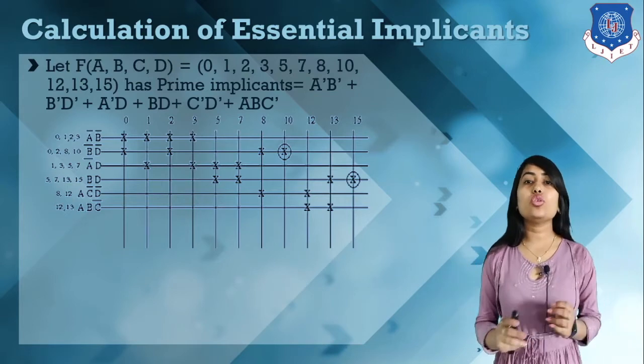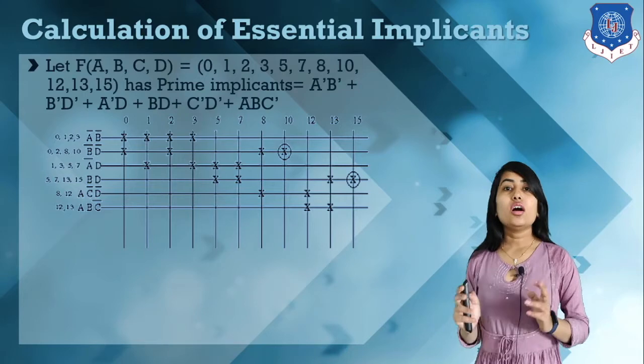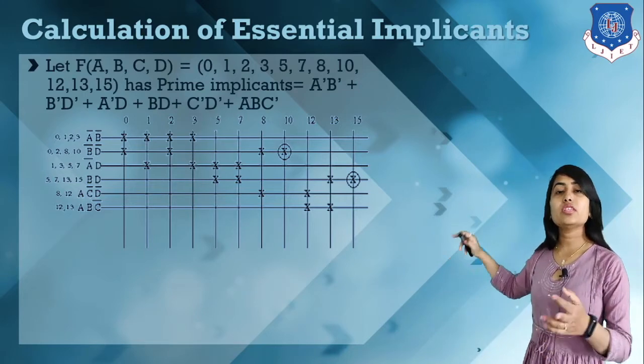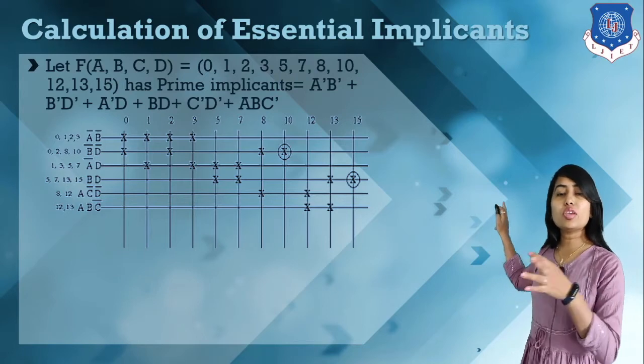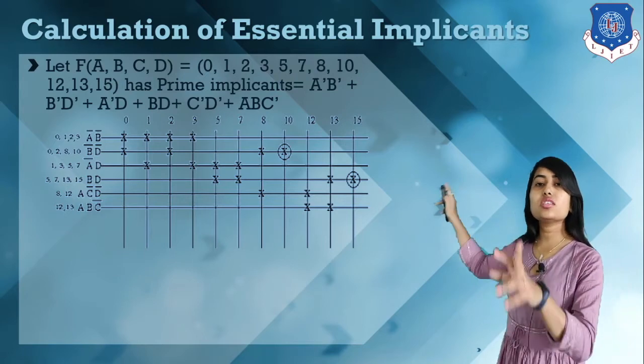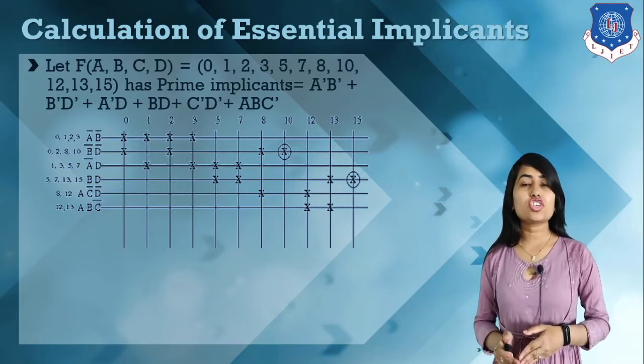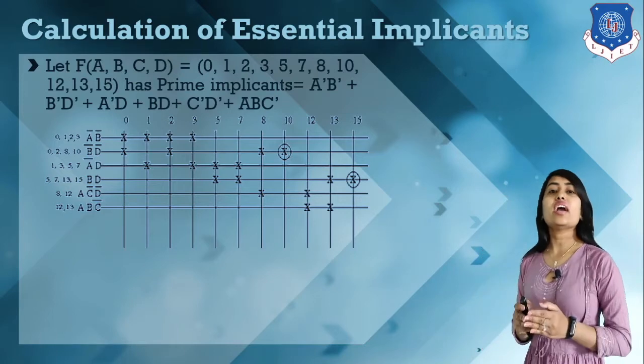That means 0 1 2 3 is basically covered by this 0 1 2 3 term, then the remaining prime implicants cover all these terms. Okay, so we mark a cross over here, so these are our prime implicants. Now, how do we identify essential prime implicants? Check row wise.